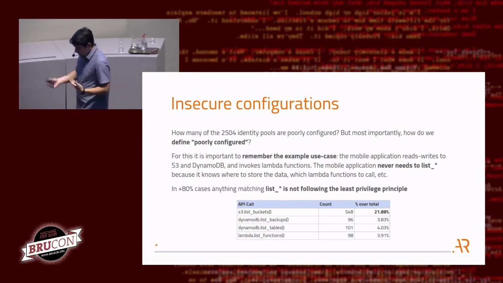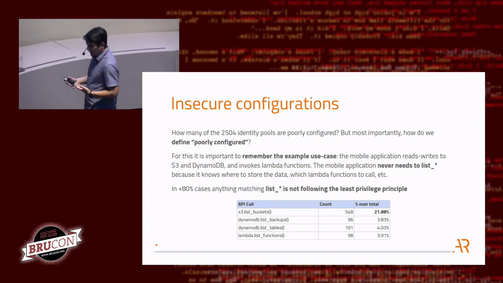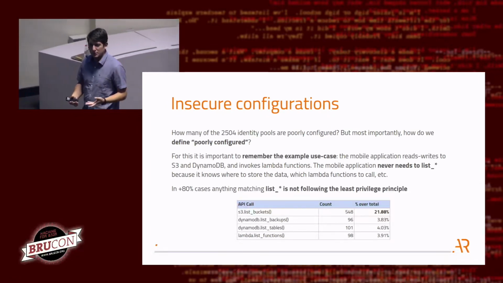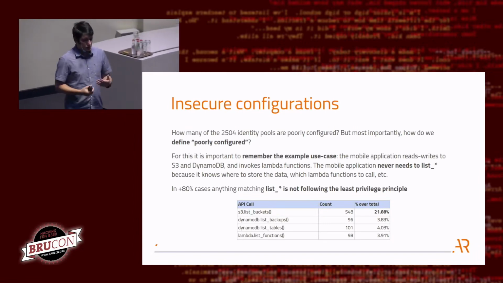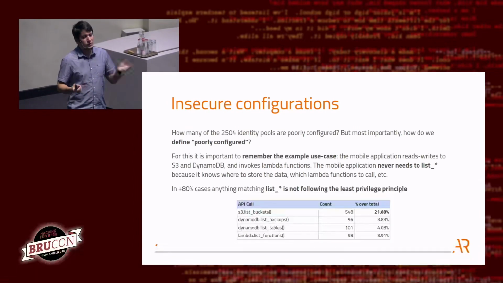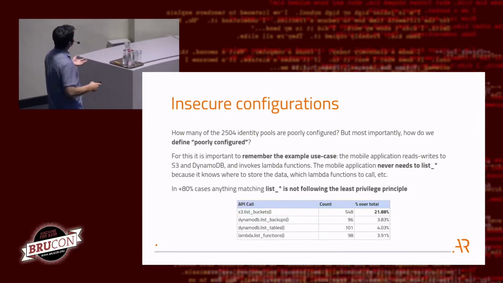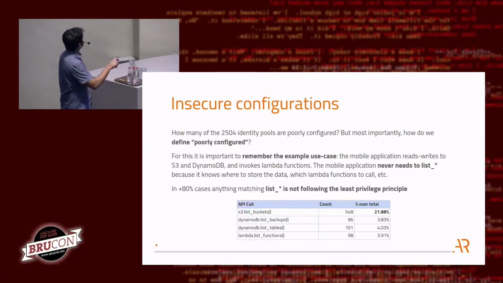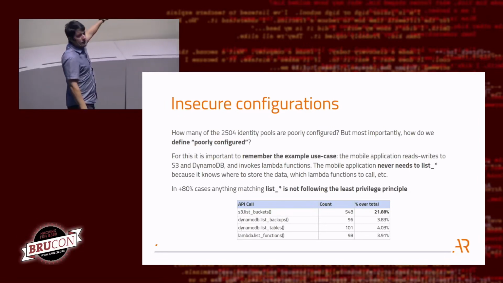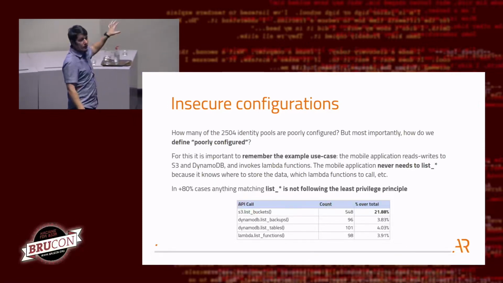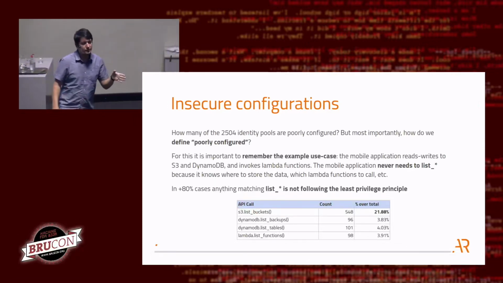So I started to think, and a few of the API calls that I found and that I enumerated started to feel like they were insecure. And those were S3 list buckets, DynamoDB list backups, list tables, and Lambda list functions. So I said, if those are allowed, then it's insecure.